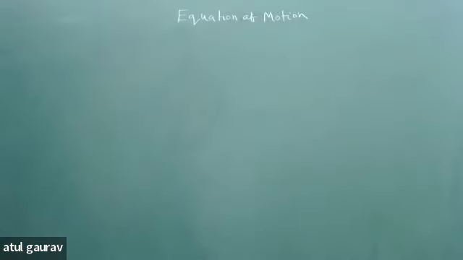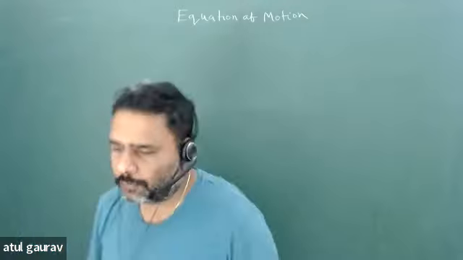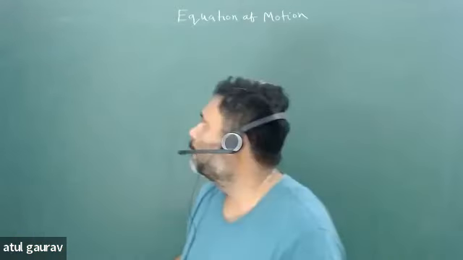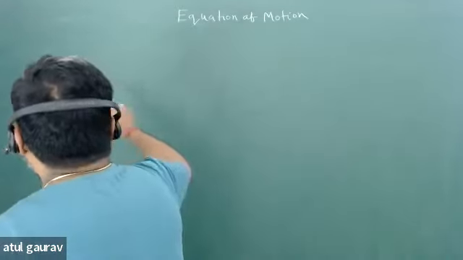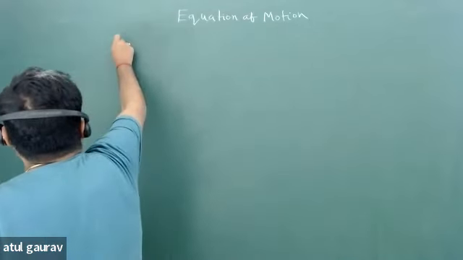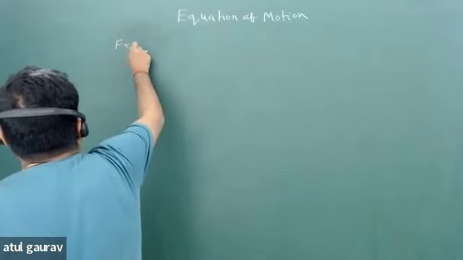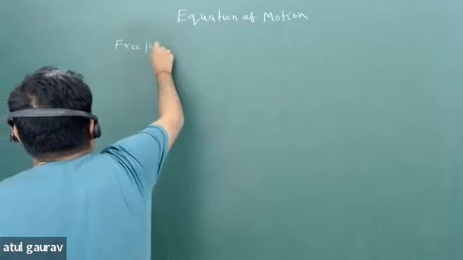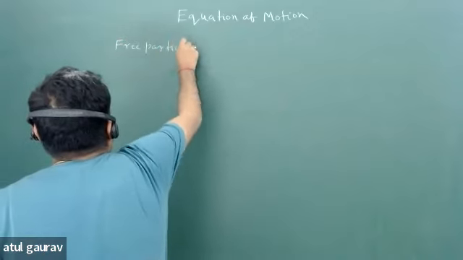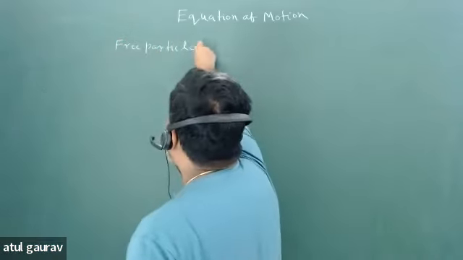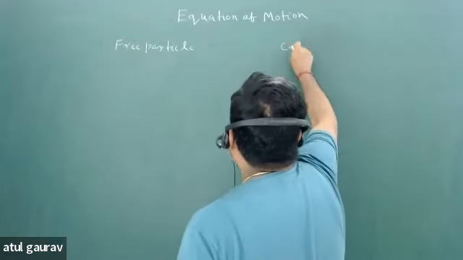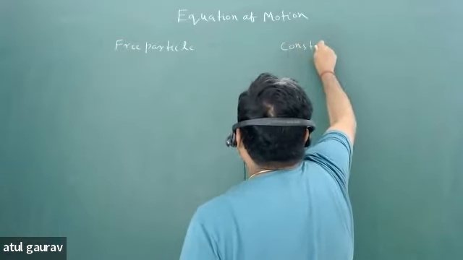Equation of motion, if you have a force, if you know the nature of the force. So what we have done, basically, is two types of system. The first system was the free particle, and the second system was the constant force.